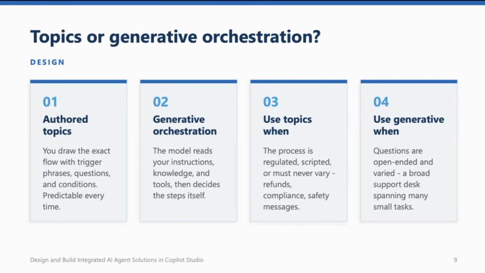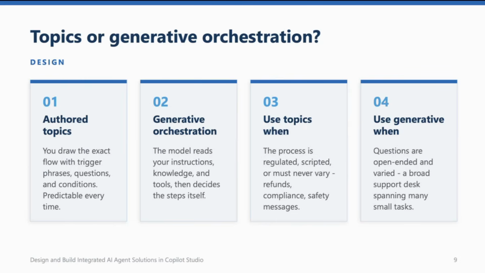This is the design decision people ask about most. Authored topic means you draw the flow yourself, step by step, so it behaves identically every single time. Generative orchestration means the agent reads your instructions and available tools and works out the steps on its own.